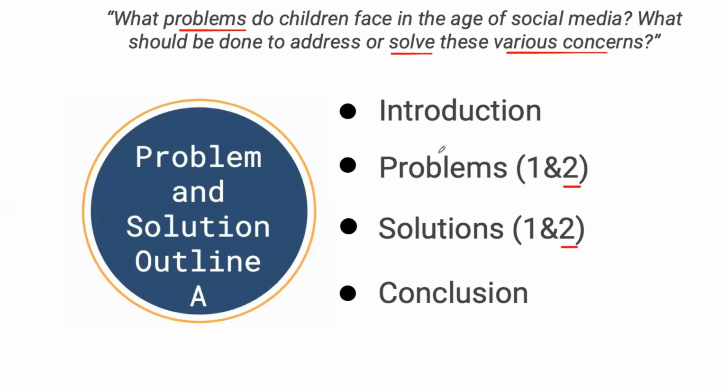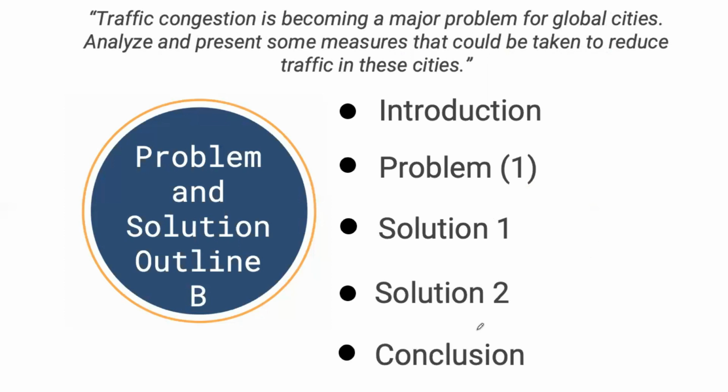So in this case, you could have a paragraph for your introduction, a paragraph for 2 problems that children face in the age of social media, a paragraph with 2 solutions that solve these problems, and then your conclusion paragraph. This is quite simple. Outline B is a bit different. Let's go ahead and read this.